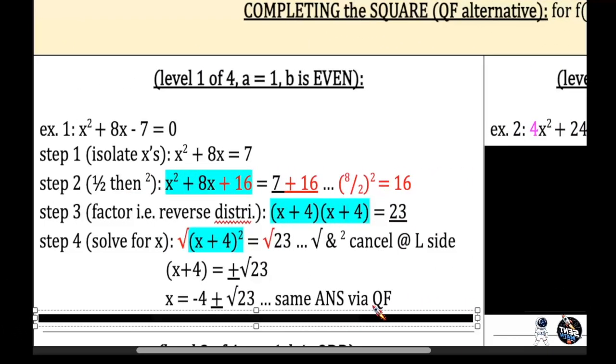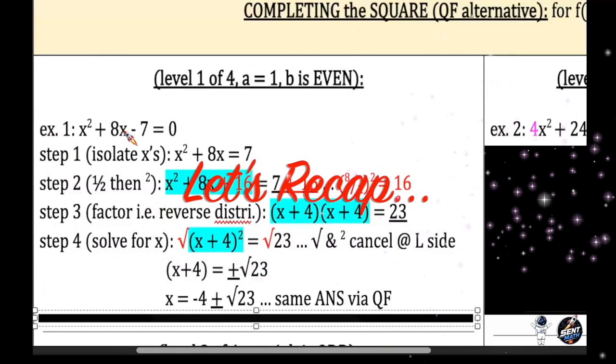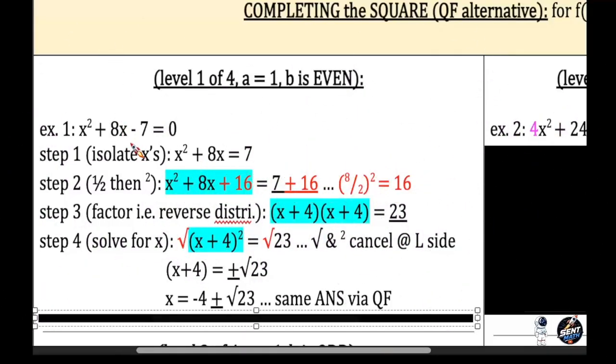Okay, so let's do a quick recap on this. The first step is to isolate the x's by adding 7 to both sides. Second step is to take the term with the x to the power invisible 1, which is this term right here. Take the coefficient, multiply it by half, then square it. 8 multiplied by half is 4. Square it is 16. Add 16 here on the left side, which means you have to add 16 on the right side. Factor the blue to become x plus 4, x plus 4.